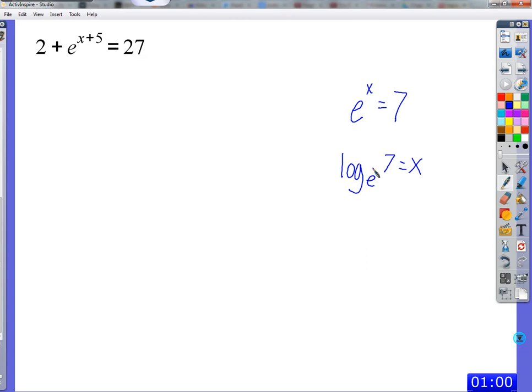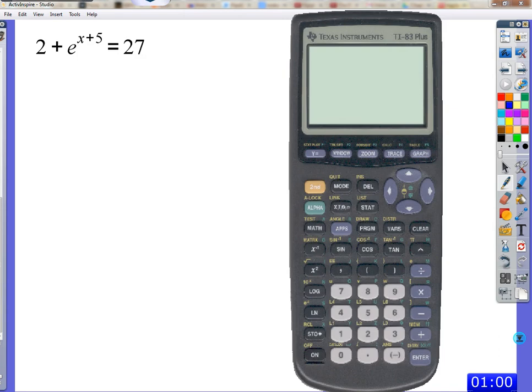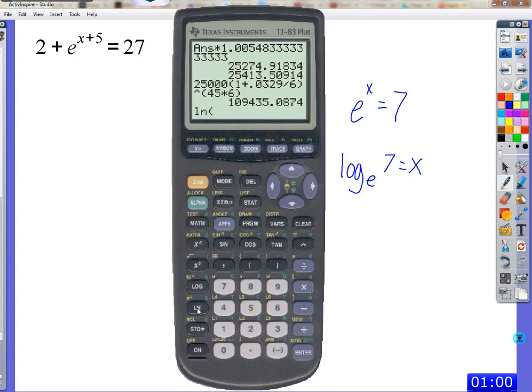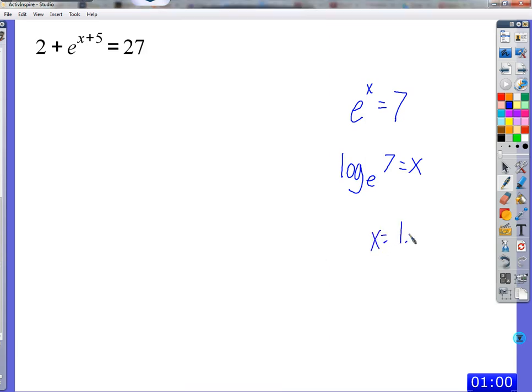But is there a friend of yours who does know? A friend of the calculator? Now where's log base e? It's that guy, natural log, the log that is natural. The natural log of 7 means you're asking the calculator, will you please tell me the exponent for e that gives me 7? It says that exponent is 1.946, or about that much.